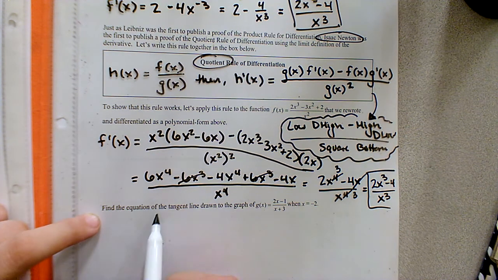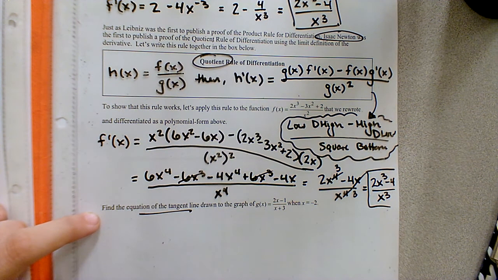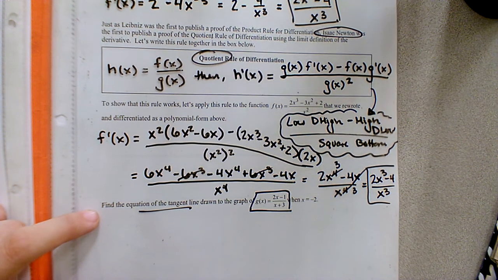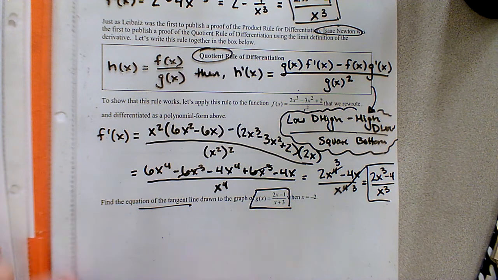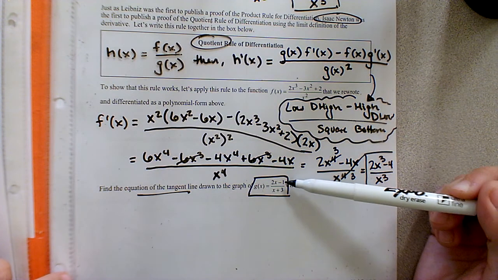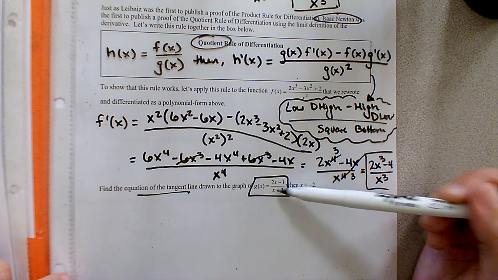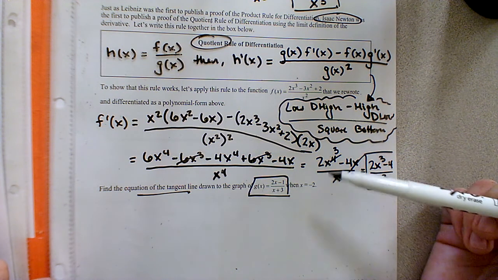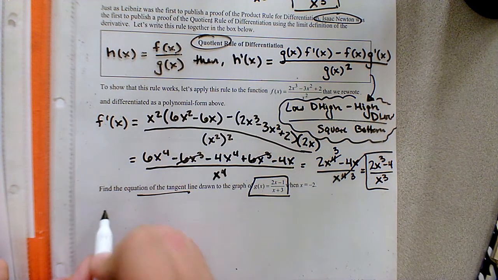All right, so let's see how we can relate this back to tangent lines and equations. We're going to find the equation of a tangent line to this graph when x equals -2. So this is when the quotient rule is very much needed because there's no way we can simplify this fraction since we're dividing by two terms. So we have no choice but to use the quotient rule for this particular example.